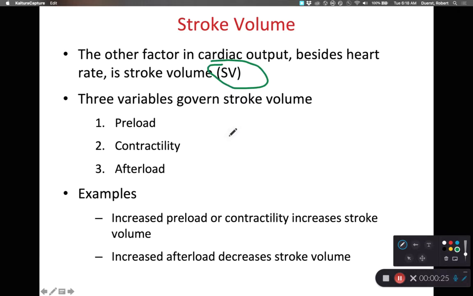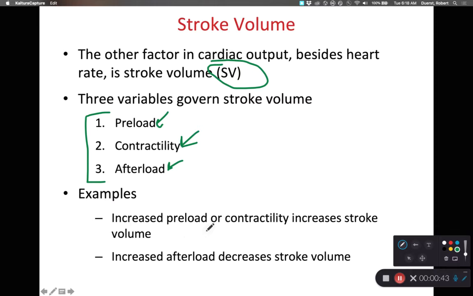Just to review, stroke volume is the amount of blood ejected from the left ventricle with one contraction of the left ventricle. And there are three variables that govern stroke volume. We have the preload, contractility, and afterload. And we're going to talk about these three variables in more detail in subsequent slides.